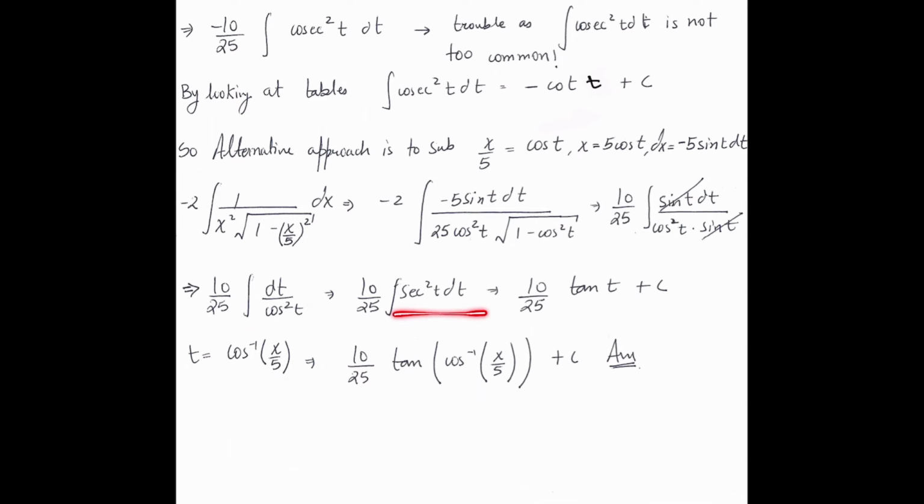So that is secant squared, and that one is easy, right? That one is tan t plus c. And t happened to be the cos inverse of this, so you can plug it back in. So sometimes this substitution also works, and it doesn't really mean that it's not going to work in the harder way too. So this approach is fine too.